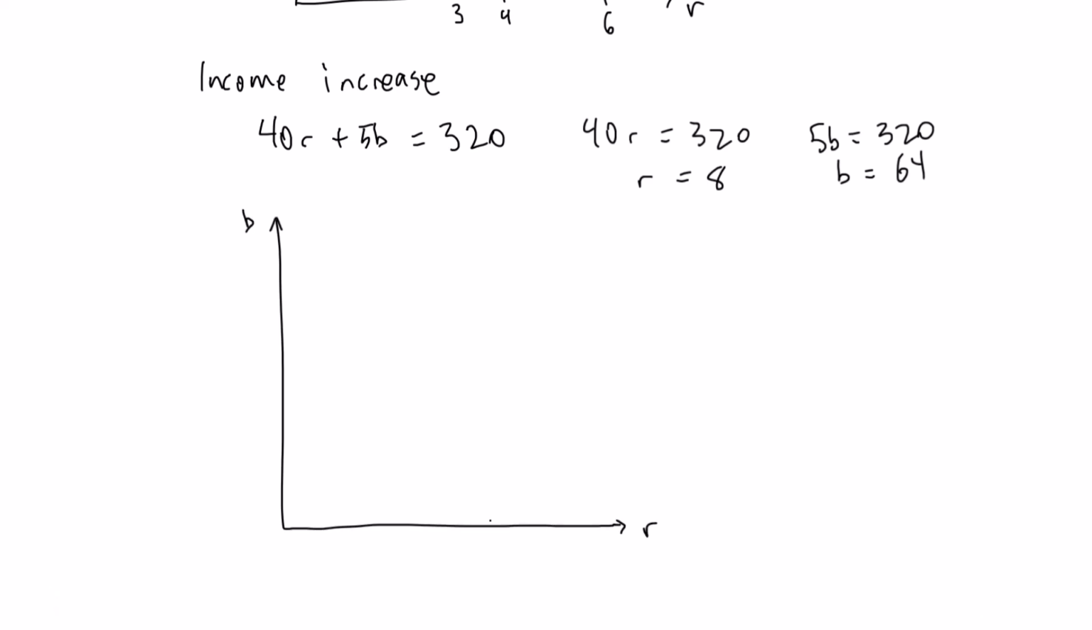Our previous budget constraint had 6 and 48 as our intercepts. I'll draw that in first. And now with this change, we've gone from 6 to 8 and 48 to 64. Drawing in our new budget constraint, what we can see here is that we have a parallel shift in the budget constraint outward. This enables our consumer to buy bundles that they were not able to before. The slope is the same because the prices didn't change. The slope is still 8 in this case.